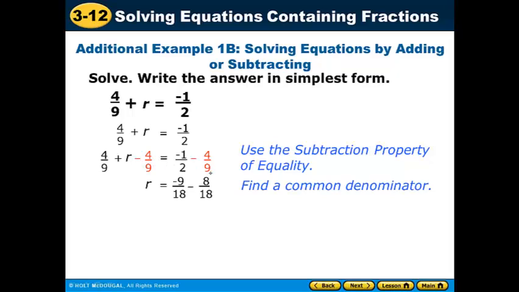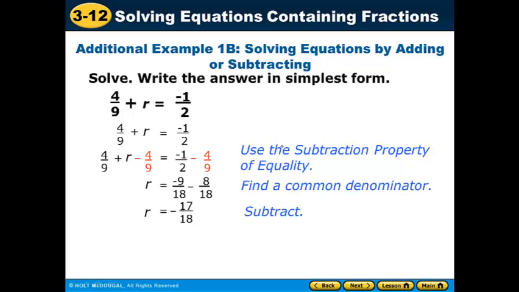Here we need to find the common denominator, because we are subtracting. The LCD in this case will be 18, and then we rewrite them: negative 9/18 minus 8/18. We subtract them normally by following the rules for subtracting integers. So this will be negative 9 minus 8. Same sign, we add, and we get negative 17 over 18.